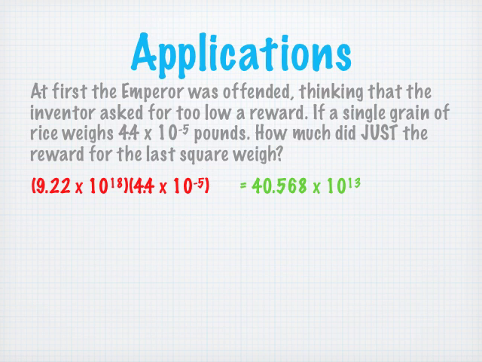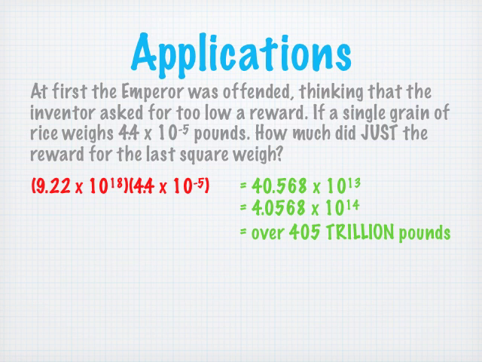Now that number is not scientific notation. We have a 40. We need it to be 4.0568. So if I make my number smaller, I make my exponent bigger. So there it is in scientific notation. That's over 405 trillion pounds of rice just for 1 square of the chessboard.